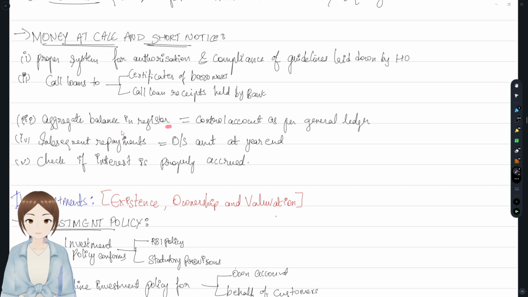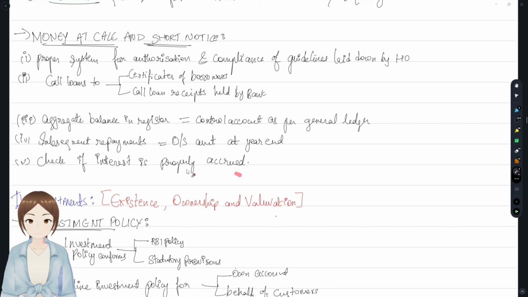And the aggregate balance in the register should tally with the control account as per the general ledger. This aggregate balance with regards to the money at call or short notice has to be tallied with the control account as per the general ledger. Subsequent repayments should be equal to the outstanding amount at the year end. That is, all the amount that was outstanding at the year end has to be subsequently repaid or subsequently collected.